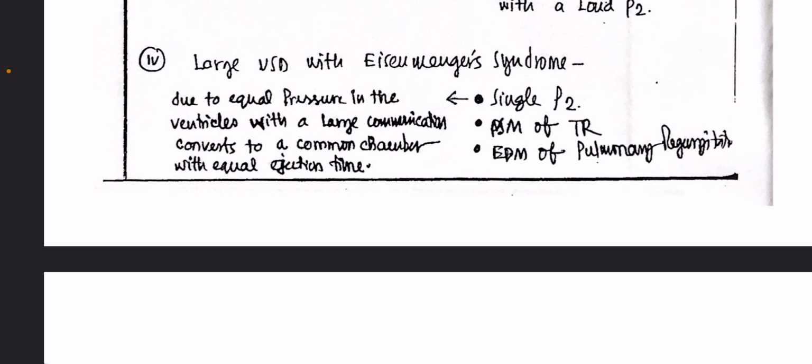Early diastolic murmur of pulmonary regurgitation, also called Graham Steell murmur. Single P2 is due to equal pressure in the ventricles; a large communication converts them to a common chamber with equal ejection time.